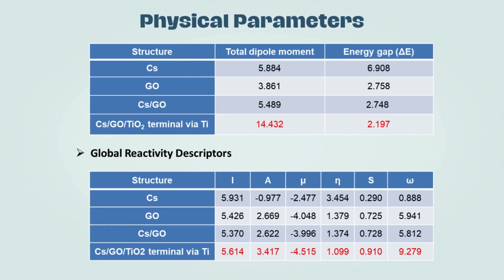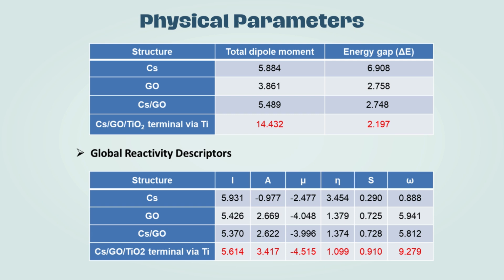The first table displays the total dipole moment and energy gap for the studied structures. A lower energy gap and high total dipole moment indicate reactivity and the ability for a molecule to interact with its surroundings. The energy gap of chitosan was 6.9 electron volt. After the composite formation with graphene oxide, we noticed a reduction in energy gap, which decreased further after the addition of titanium dioxide. Total dipole moment significantly increased from 5.8 to 14.4 debye.